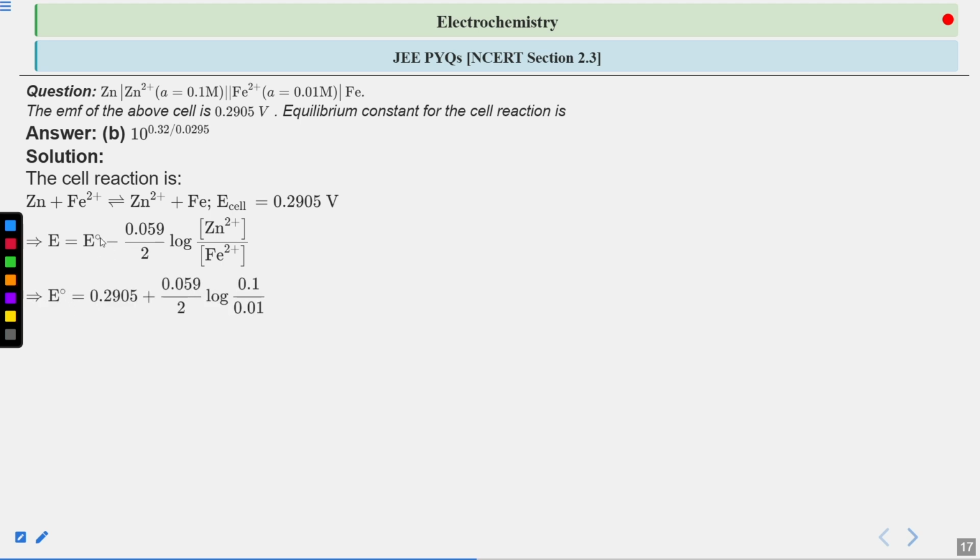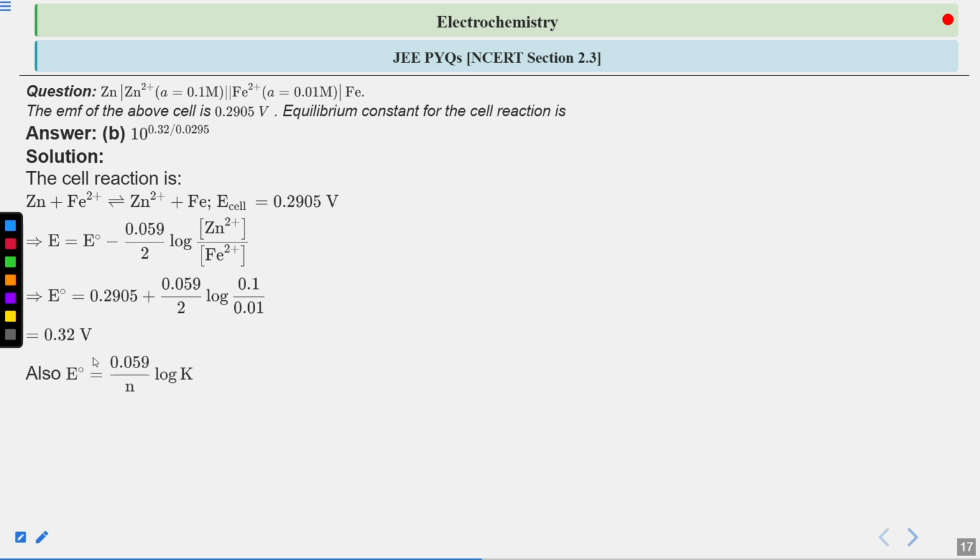Now, you take this whole quantity to the left hand side, and it becomes positive. So E naught will be 0.2905, the overall cell potential value, plus this whole term. We put the zinc 2 positive concentration as 0.1 and the Fe2 positive concentration as 0.01, both already given in the question. Now when you solve this, E naught comes out as 0.32 volt.